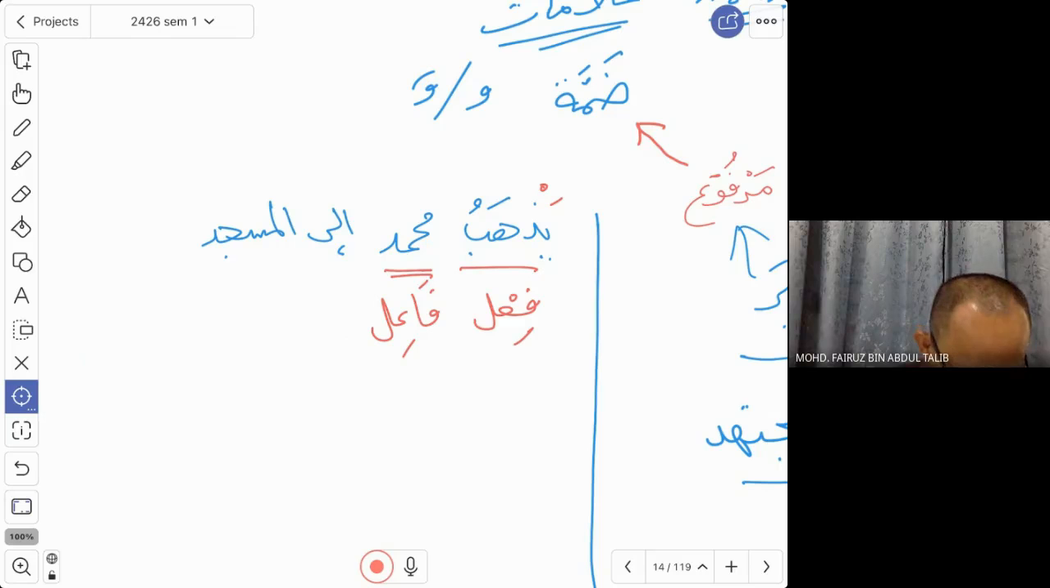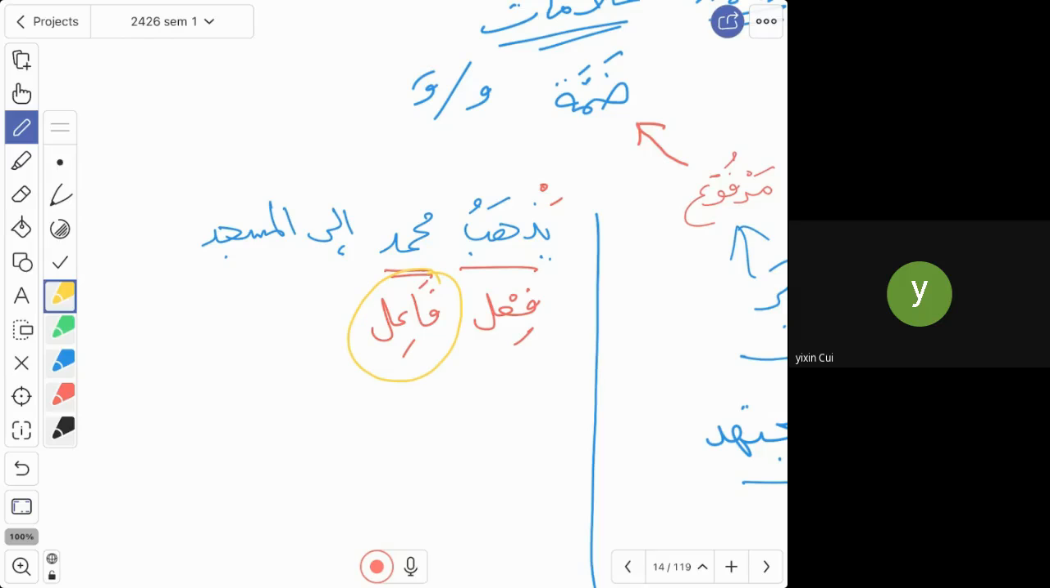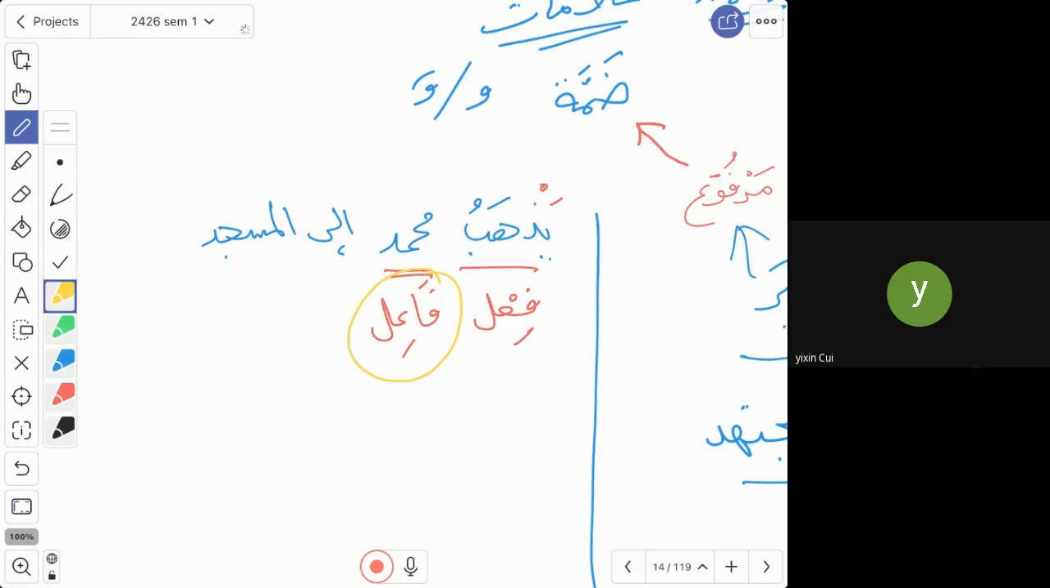If you look at this jumlah, you have a fi'il mudari and then a fa'il. This is one topic that you have learned previously. Fa'il is the doer. Does anybody remember what is the hukum of a fa'il? Is it marfu, mansub, or majroor? It's the second one. So what is that?